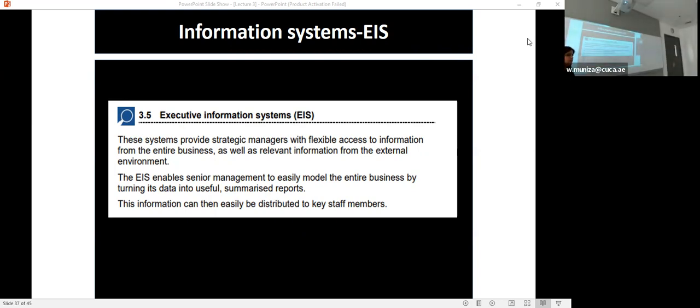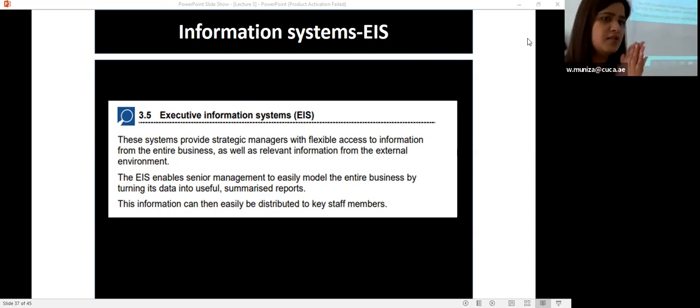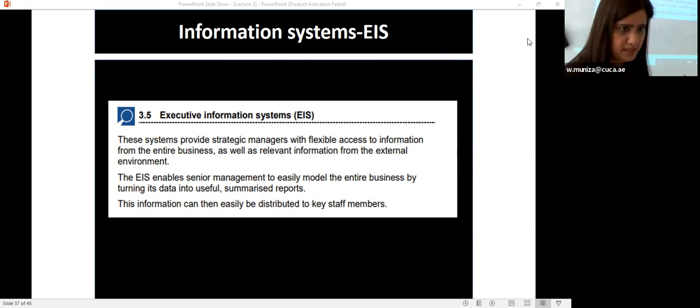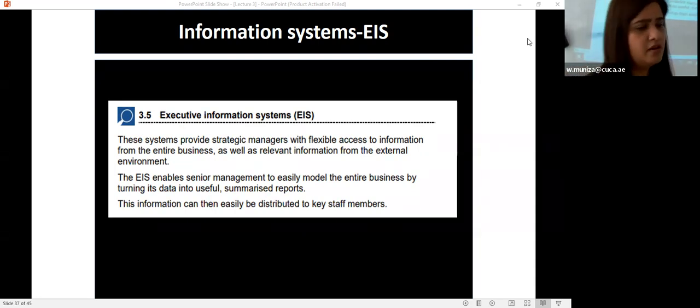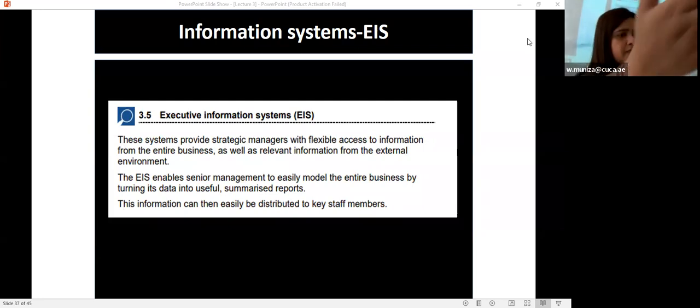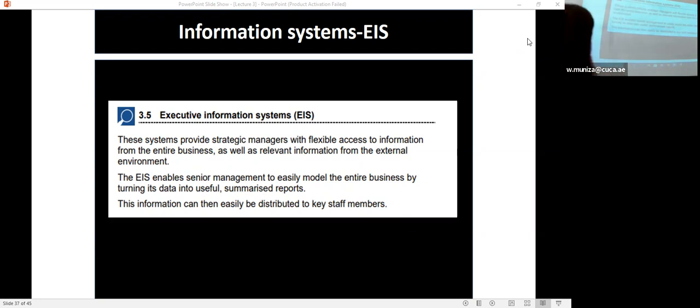Executive information system, as its name is again telling us, this is for the higher management, for the strategic level management in the organization. It will be giving the information to the higher management of the organization to look into the future, into the long-term processes of the organization. So they say these systems provide strategic managers, the persons who are present at the strategic level, with flexible access to the information from the entire business. This will be connected to all of the other information systems of the organization.